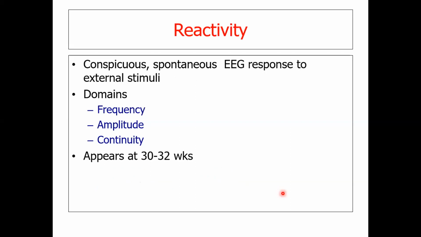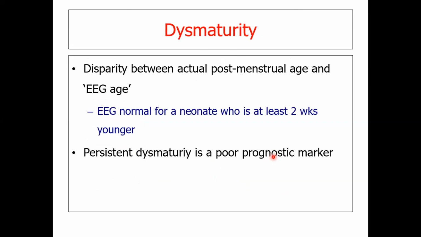In the same lines, reactivity is a reaction, that is basically conspicuous, spontaneous EEG responses to external stimuli, like any change in the state, any noise, any switching on of the light or photic. There, the frequency, amplitude, continuity tends to change, and it appears at 30 to 32 weeks.